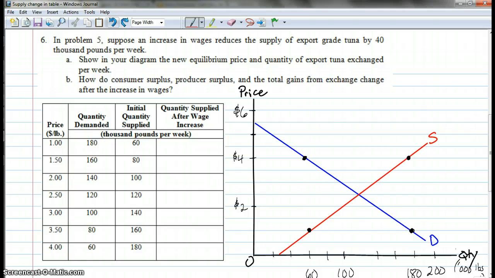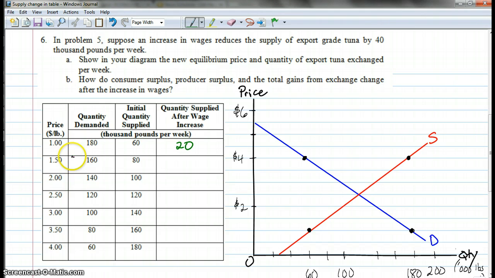So as we know, an increase in wages shifts the supply curve back. And here we know specifically that it's going to shift the supply curve for export grade tuna back by 40,000 pounds per week. So I'll draw this in green so we can highlight it. Basically, to do that, at each price I'm going to subtract 40,000 pounds from the initial quantity supplied. So at a $1 price, I originally had 60,000 pounds per week supplied. Now I'll have 60 minus 40, or 20,000 pounds per week supplied.